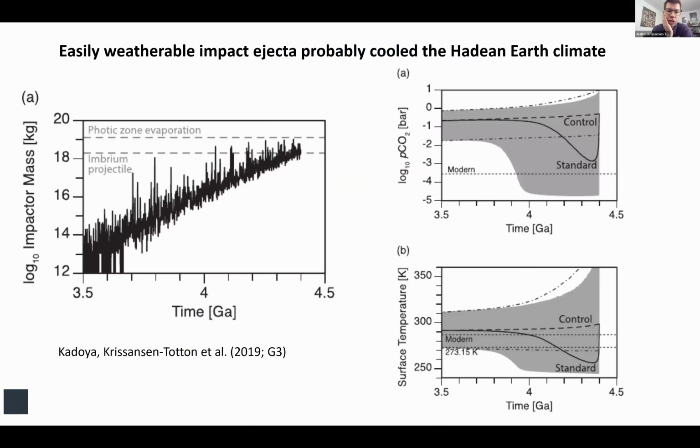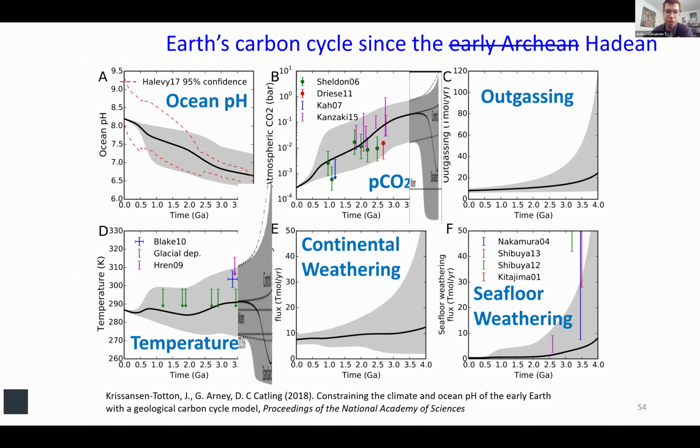Something else that we explored subsequently to this first study was looking at the effects of impact ejecta on the very early climate. If you have a very high rate of material bombarding the Earth's surface, you create a lot of weatherable ejecta that can draw down CO2. As you can imagine, a lot of uncertainties here, but it does seem to suggest, when you paste that onto the end of the evolution here, the possibility of a very cool Hadean climate. But as I said, the uncertainties are quite large.